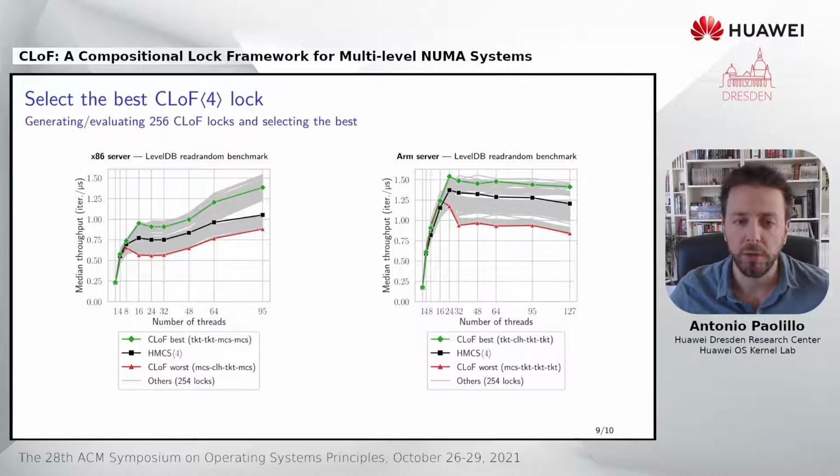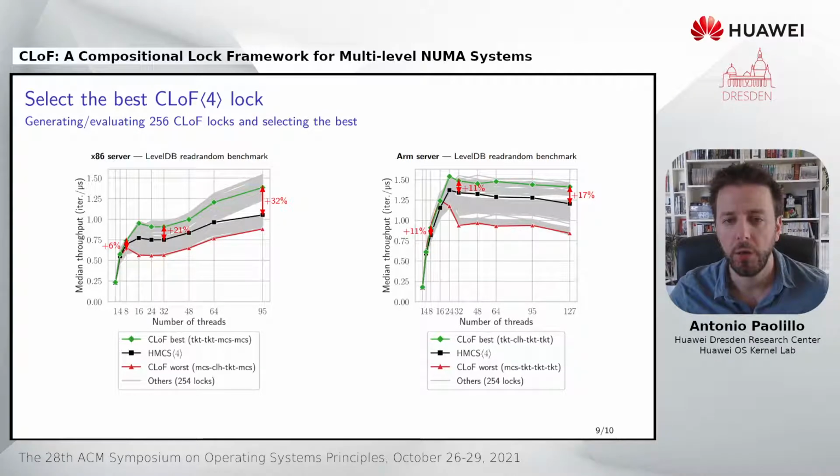We show here the results on both our platforms in a hierarchy with 4 levels. With 4 basic locks, there are 256 combinations. We rank all combinations, balancing their performance trade-off at different contention levels. This selection policy picks the best and worst lock among them. As a baseline, we use HMCS4 configured with the same hierarchy. Observe that on both platforms, the best CLoF locks outperform HMCS. Also observe that on different platforms, the best CLoF locks are different. They are composed of different basic locks.